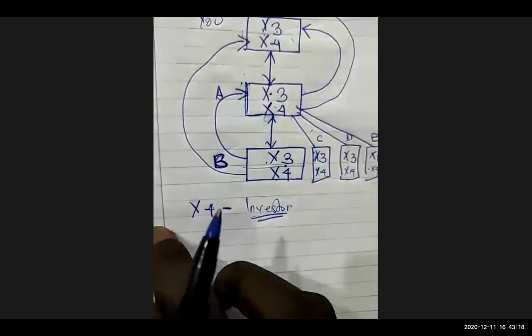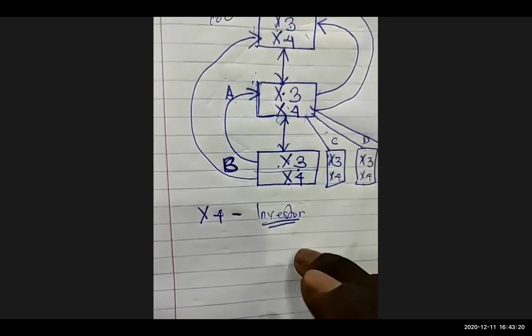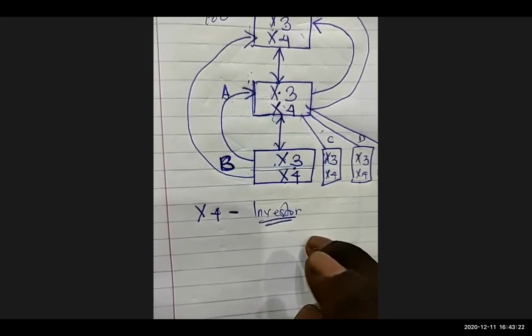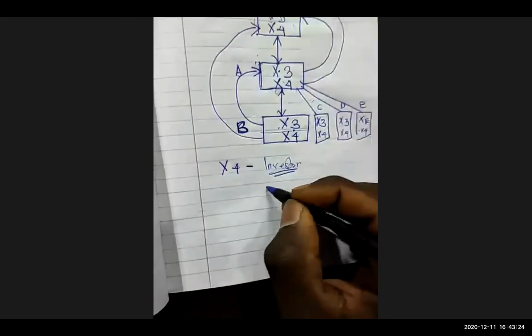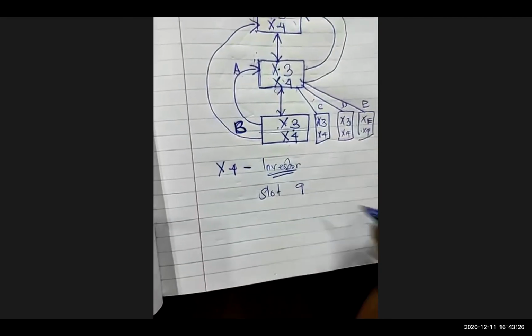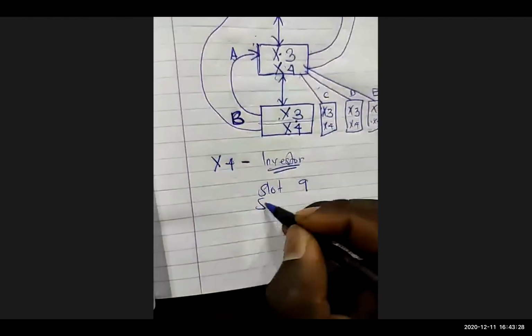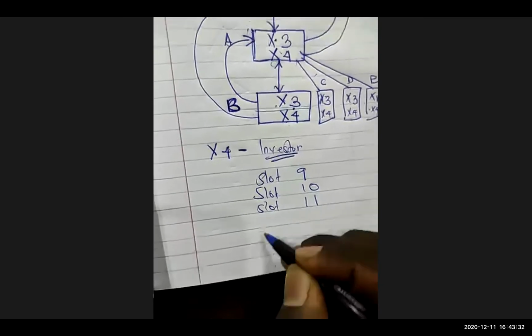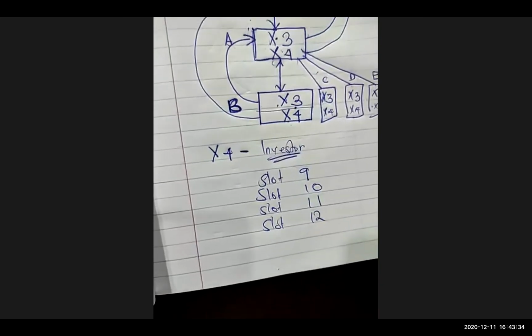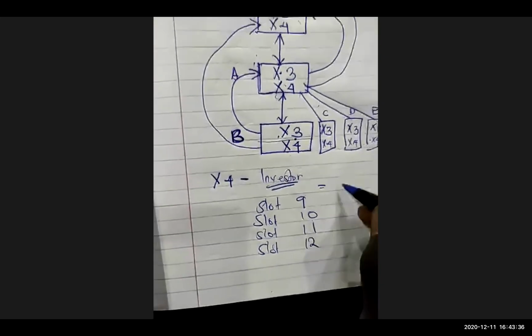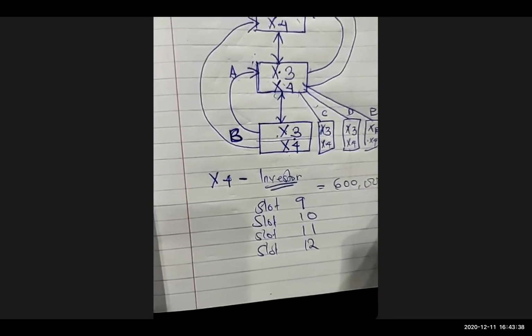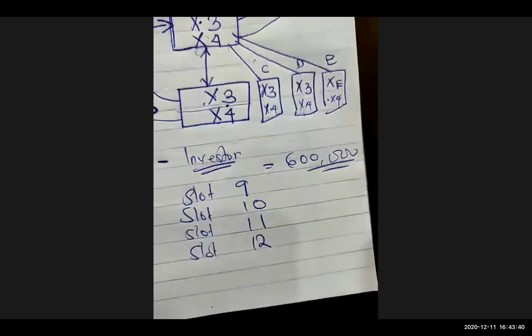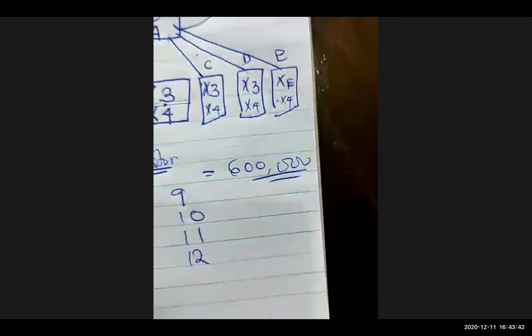So for you to make money on X4 without having to recruit and make money smoothly, you must have at least slot 9 and above. So slot 9, slot 10, slot 11, and slot 12. So which means you have to spend over 600,000 on X4 so that you can comfortably make money without having to recruit.